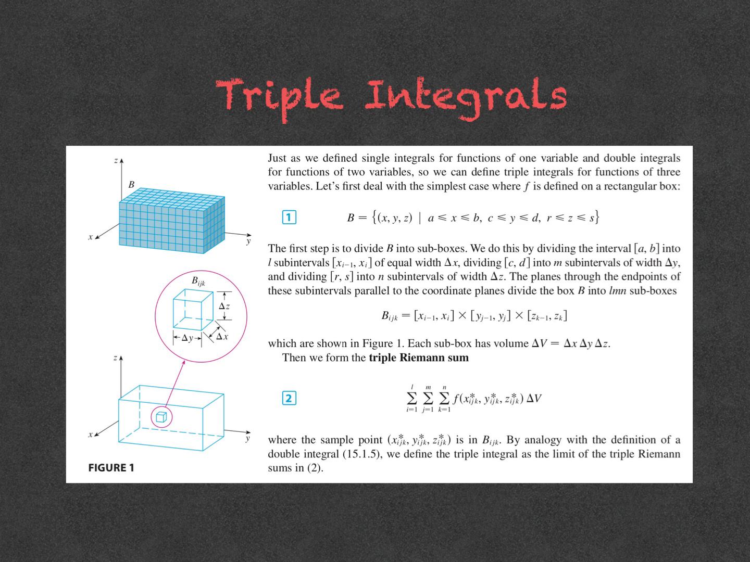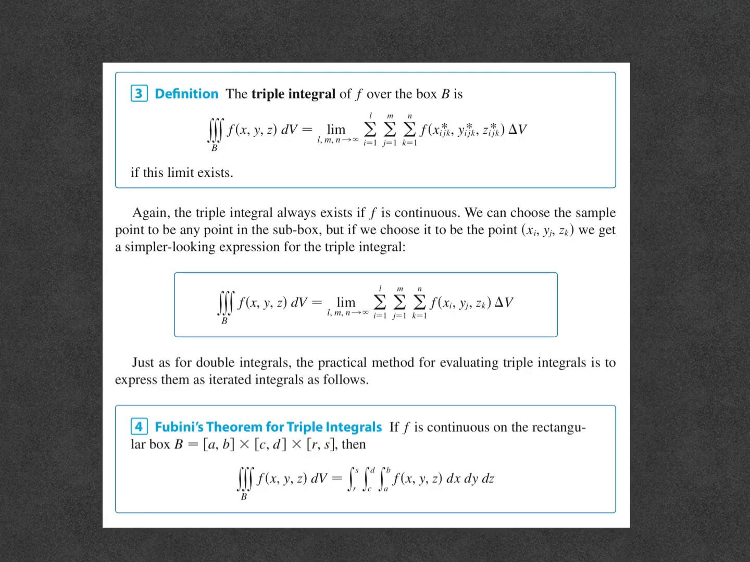So if you were to take this rectangle, divide it into boxes, and pull a box out, you can do a triple Riemann sum, which we then can write as a triple integral. So the triple integral of the box is the triple sum over the box. Again, this triple integral always exists if f is continuous. So you can pick any point in the box and you can write the triple integral.